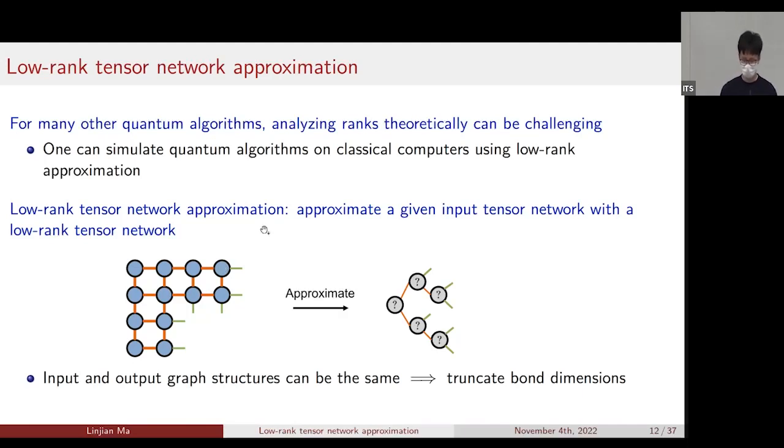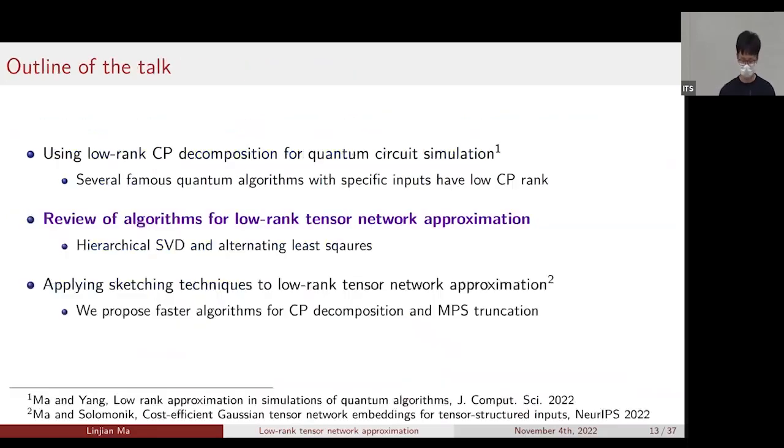So a low rank approximation, here I define this as a general technique that approximates a given input tensor network with a low rank tensor network. And the graphs of these two can be different, but they can also be the same. For example, we have already talked about the algorithm to truncate the MPS. Basically, for that problem, it's just a truncation problem where the input and output graph are the same. But in general, this is a pretty general problem that we can look at. I'll talk about how we can use hierarchical SVD and alternating least squares to optimize this low rank approximation.